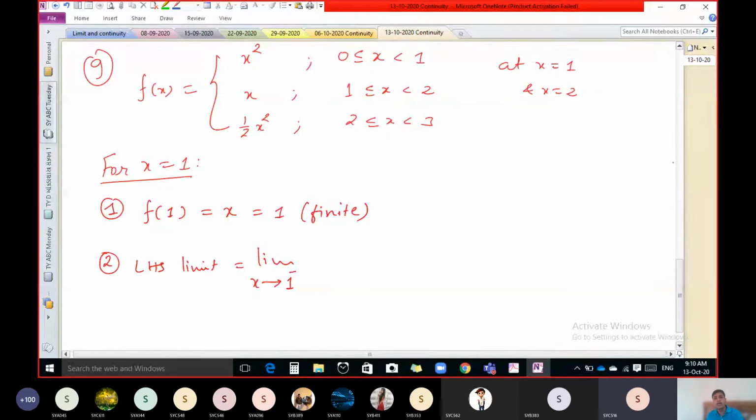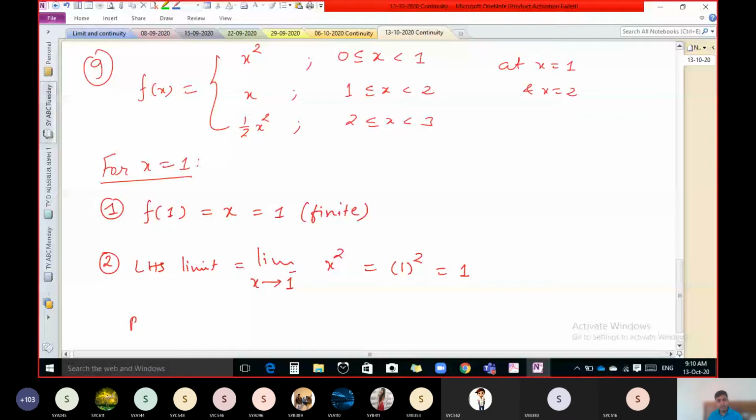Absolutely correct. So in that case, which one is the value of function? First one, second one, or third one? First one. That one is x square. Now put x equal to 1 or minus 1? One. Perfect. Because 0.999999 is nothing but 1.